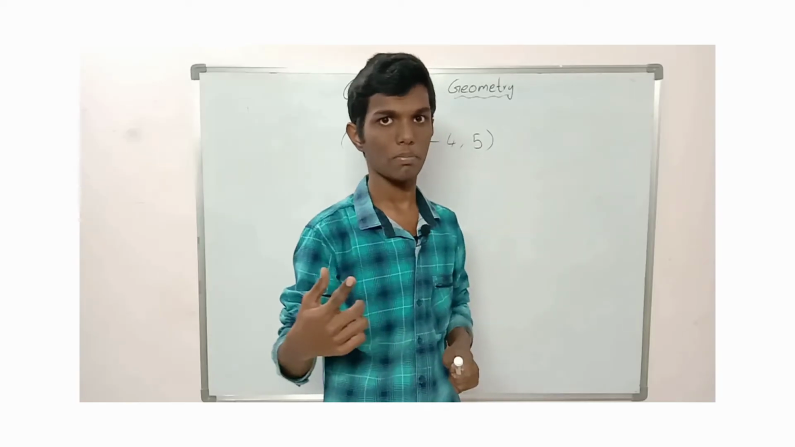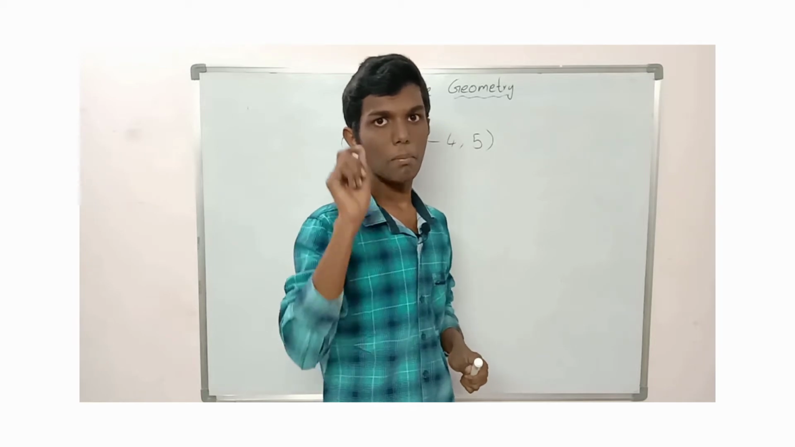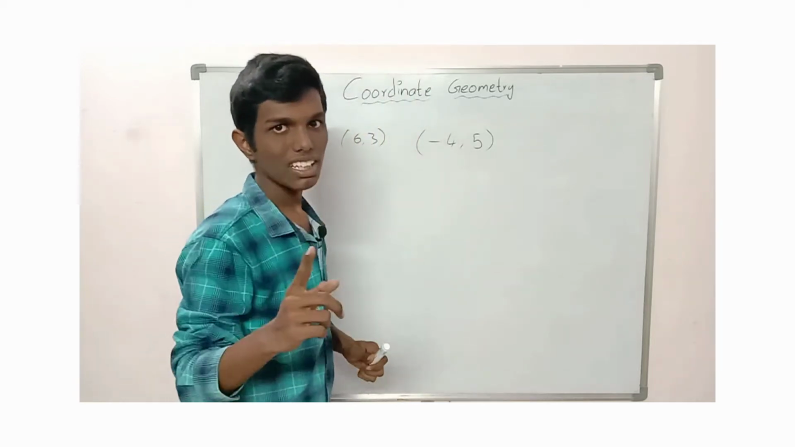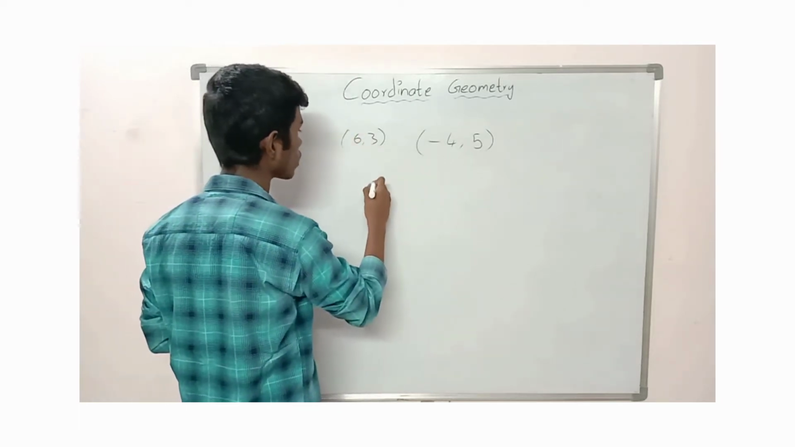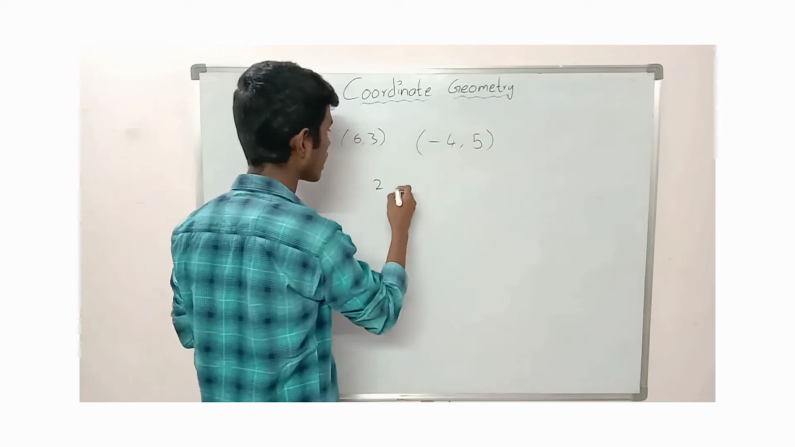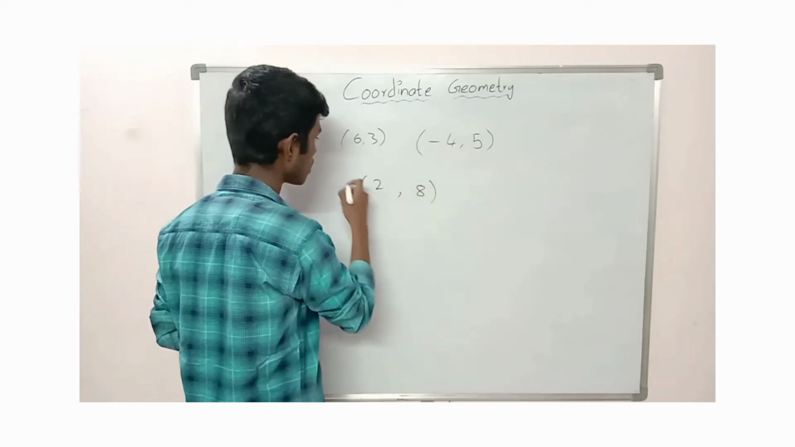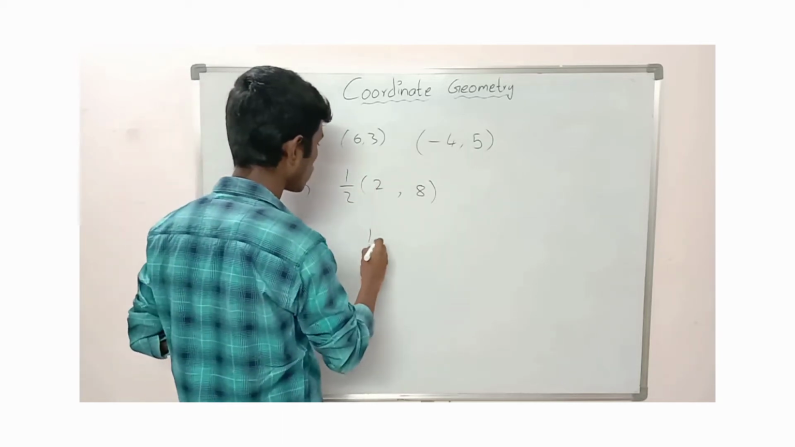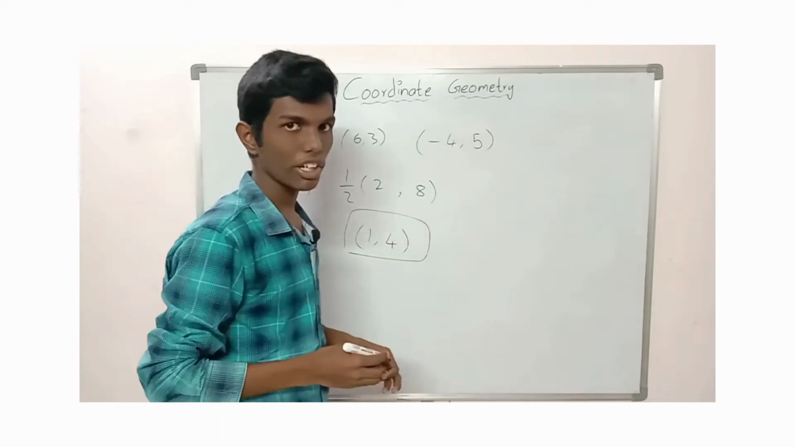And here's a pro tip. Sometimes you are asked to find the midpoint joining 2 points. So for finding that midpoint, just sum them up. 6 minus 4 gives you 2 and 3 plus 5 gives you 8. After summing them up, just put a half. 1, 4. This is the midpoint you were asked.